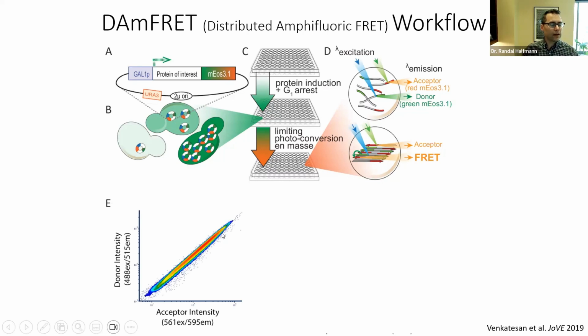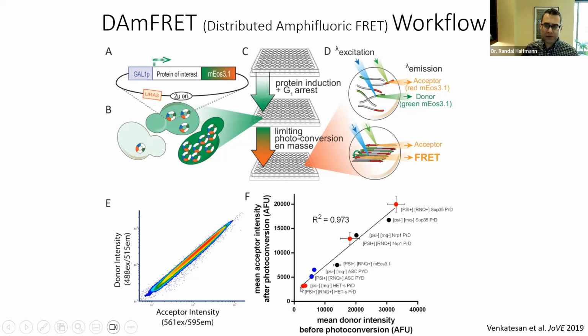And we can show that, because this is a single genetic construct, we have exactly the same ratio of donor and acceptor in all cells, regardless of concentration. And that's what I'm showing here in this panel E. And we can also show that the state of the protein does not influence photoconversion.